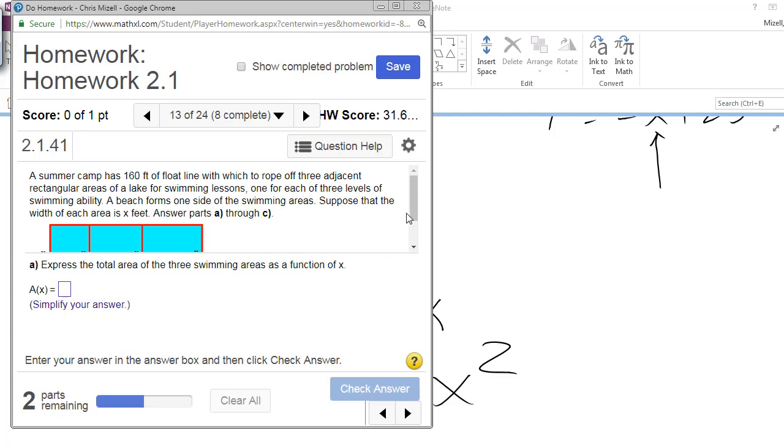Three minutes and change. I think we can do this one. A summer camp. Actually, there's no way we'll finish this one, but I'm going to start it anyway.